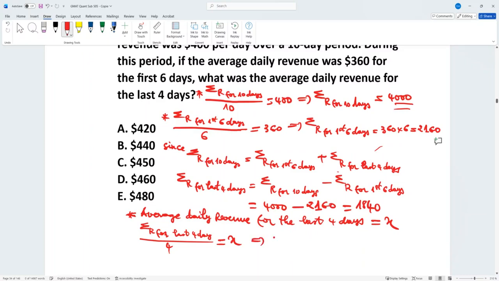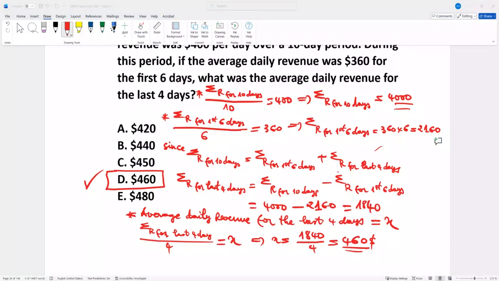And then x is going to be equal to this here, 1,840 divided by 4. This will give us 460. Looking at the answer choices, answer D corresponds. That's the correct answer to the question. Okay, let's move on.